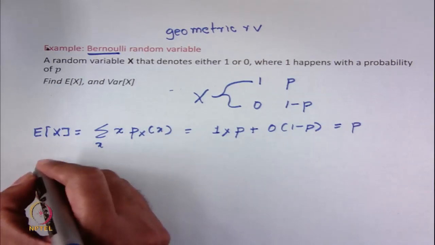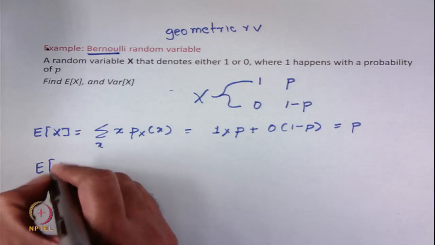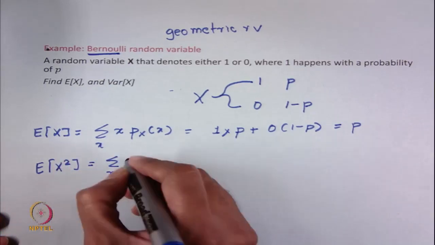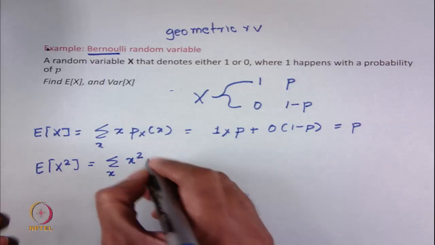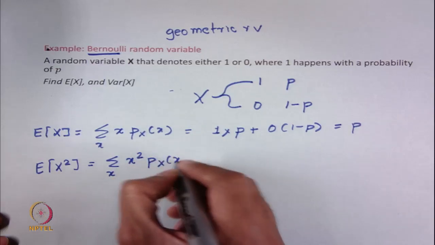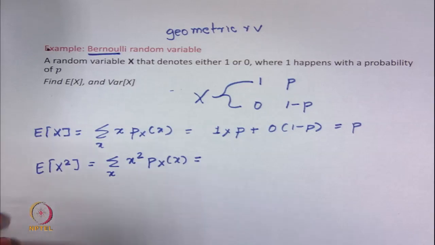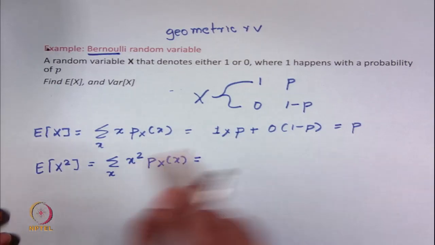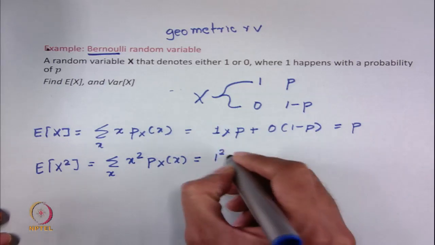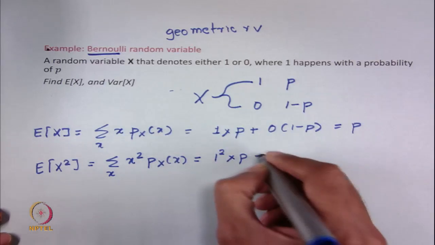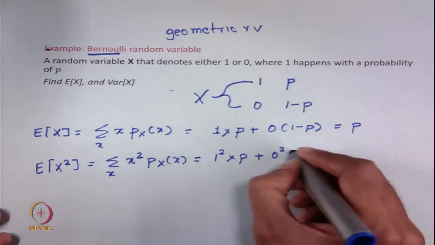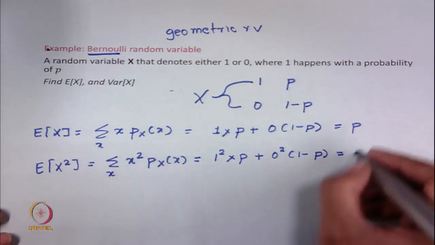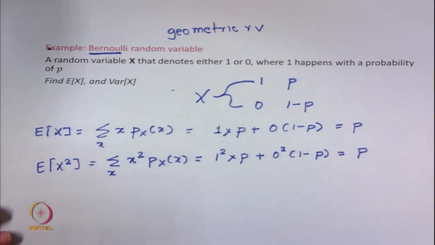So, now let us calculate the second moment of this random variable, which is this. And when you are calculating the second moment of this random variable, you have to put x square. So, you have to put 1 square, it happens with the probability p, then you take 0 square, which happens with the probability 1 minus p, and the second moment also turns out to be p.